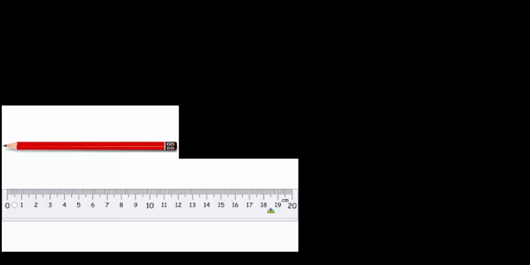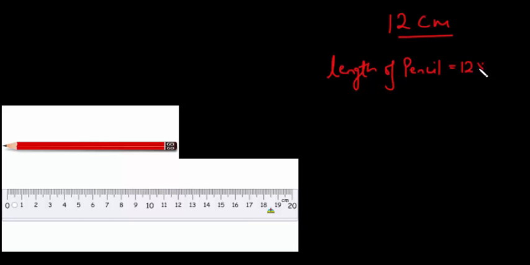But what does this 12 centimeter mean? It means that the length of the pencil is 12 times the length of 1 centimeter. This is 1 centimeter. So what we have done, we have actually compared the length of the pencil to the length of this small division, which is of 1 centimeter on the ruler.